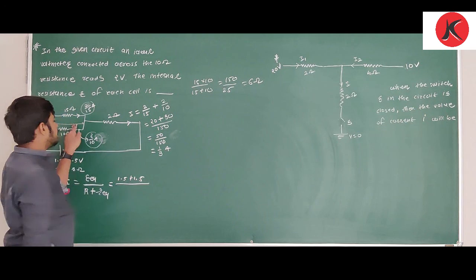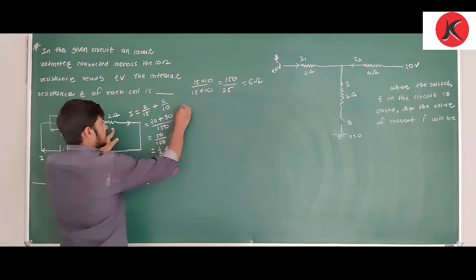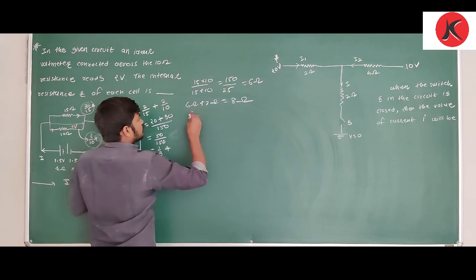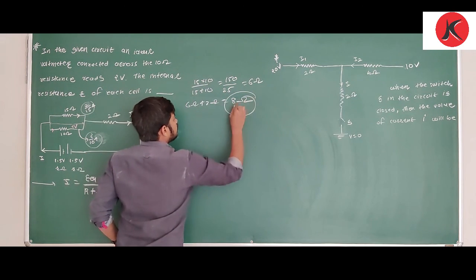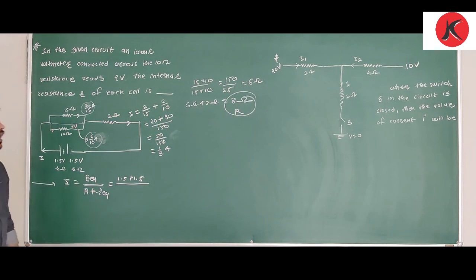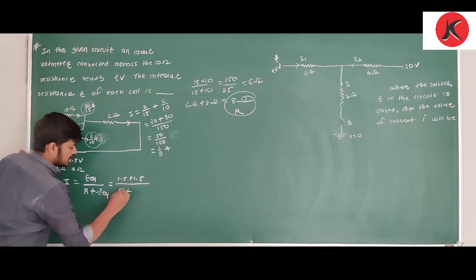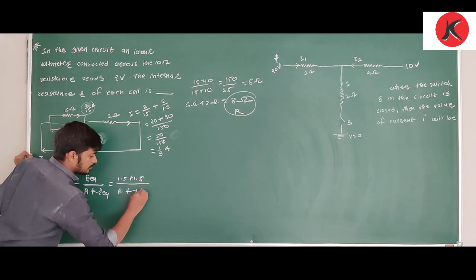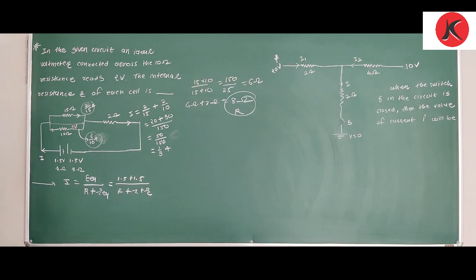Now this 6 ohm and this 2 ohm, they are in series connection. So it is 6 ohm plus 2 ohm, which is equal to 8 ohm. So it is the value of external resistance R. So yes, R plus r equivalent means this. It is R plus r. Clear about this?